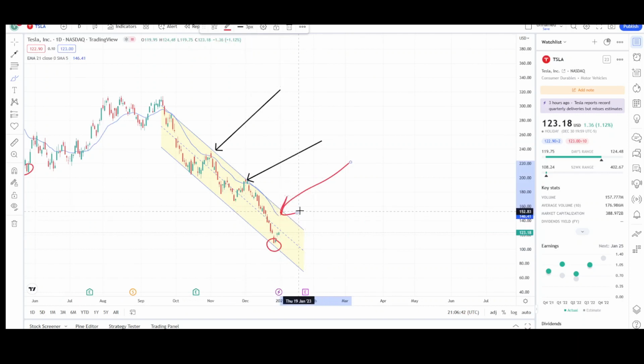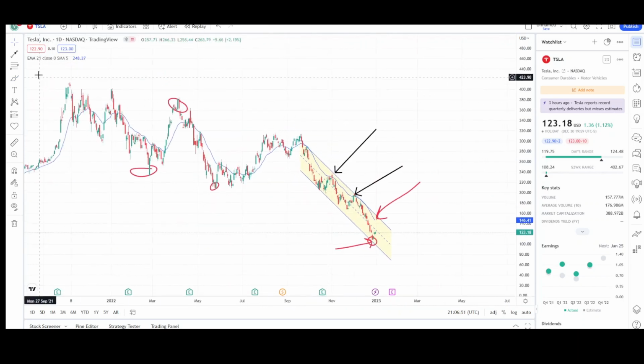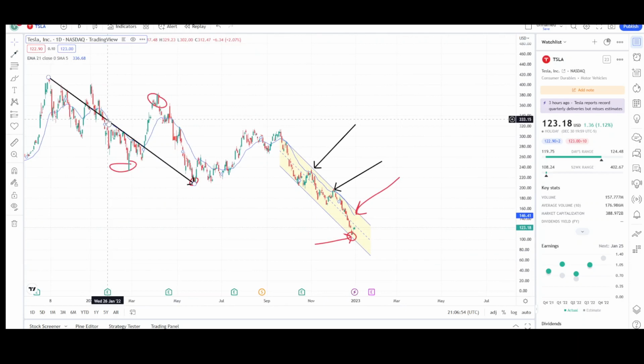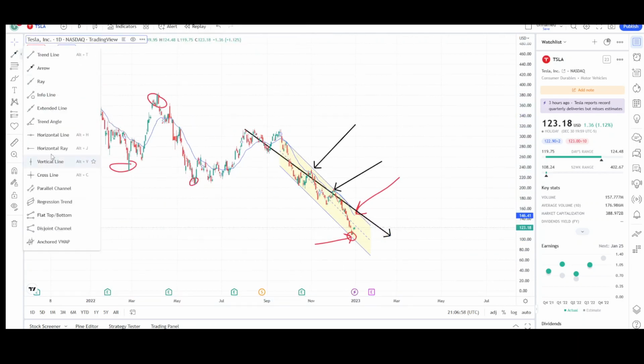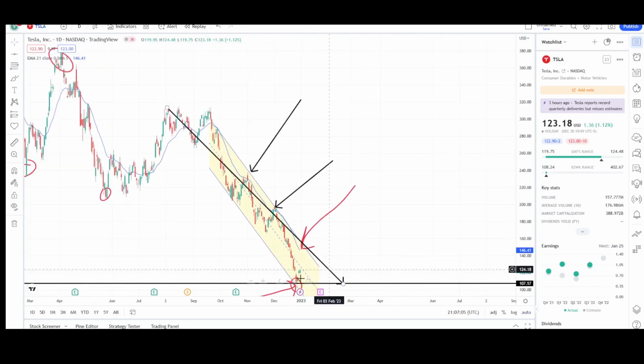And also the opposite side of the channel, because it looks like we just bounced from the support side of the channel. We had a multi-year measured move reached. So you can see this is the first leg right here, and this is the second leg right at the 109 level. 107 doesn't have to be exact, but this is close enough. And you can see that measured move target was hit.